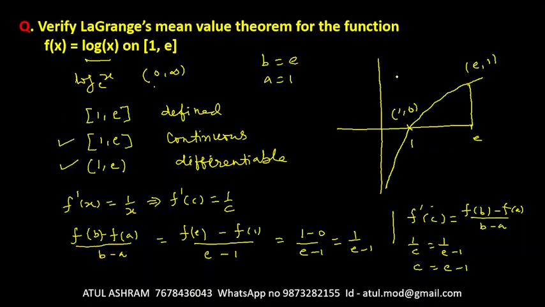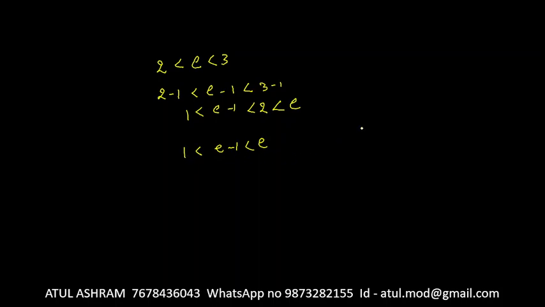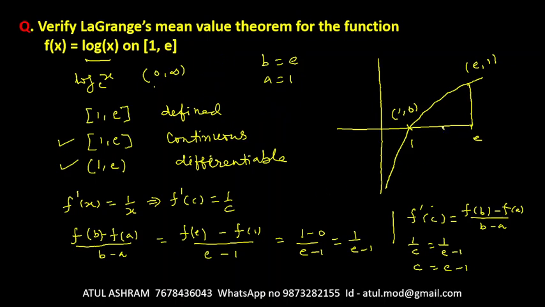Friends, understand what is e? e is a number between 2 and 3. So e minus 1 is between 1 and 2. But 2 is less than e. Therefore, e minus 1 is less than e and greater than 1. Okay. So in this graph, e minus 1 is a point between 1 and e, where if you draw a tangent, that tangent would be parallel to the secant joining (1, 0) and (e, 1). Okay, and that's the meaning.